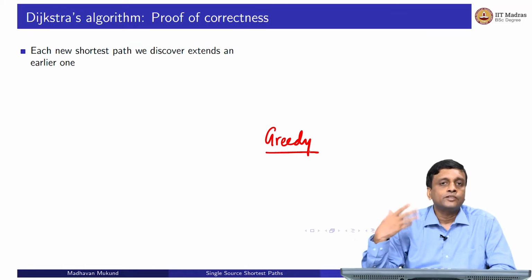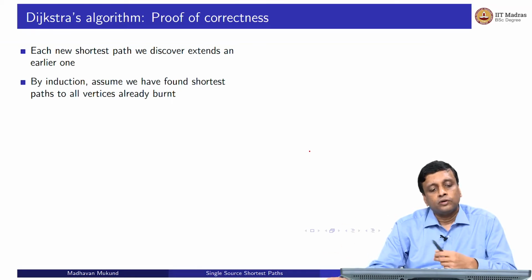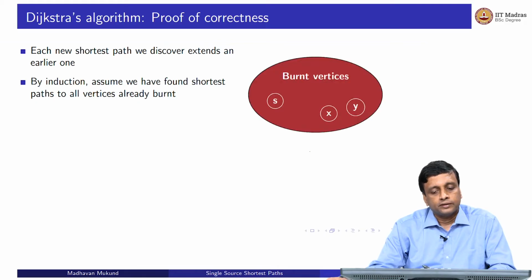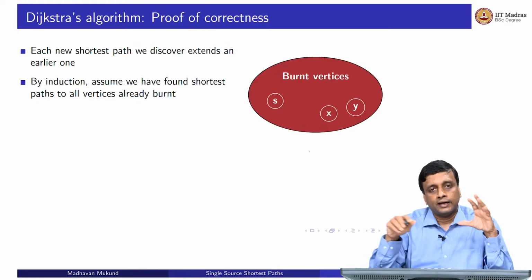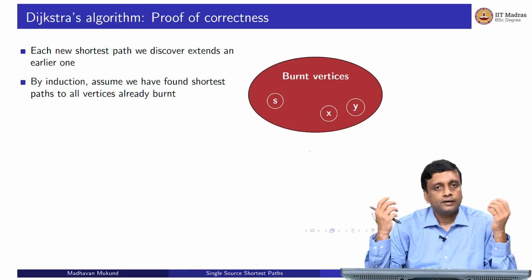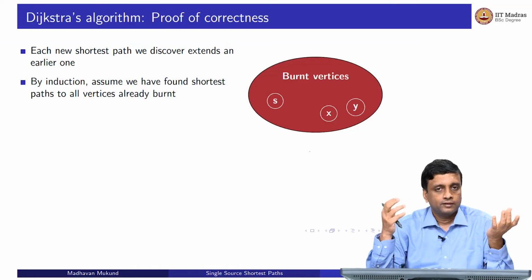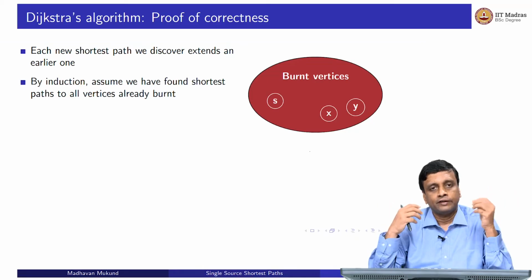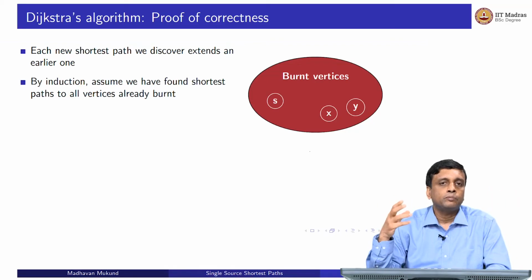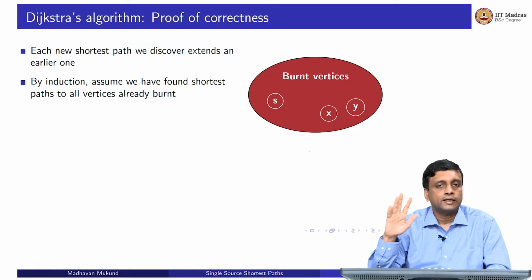So whenever you have a greedy strategy, you have to argue that it is correct. Each new shortest path extends an earlier one, right? And by induction we have found paths to all the vertices already burnt. So this is the strategy that we have at some given point. Initially we burnt 0, so that's clearly the shortest path. Now when we burn one more vertex, what we are inductively assuming is that we have found the shortest path. This is our justification for the greedy strategy, that every time we choose the minimum expected time to burn, it is actually the minimum time among all the vertices which are going to burn. So at any given point, whatever we have burnt has the correct answer.